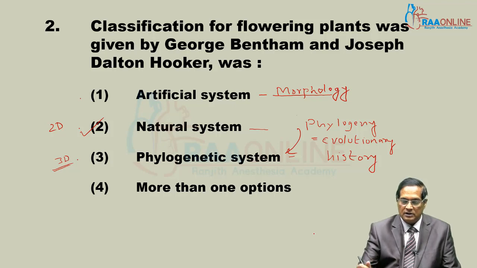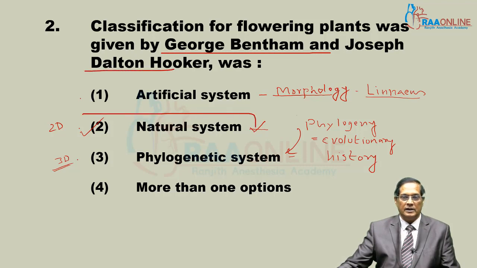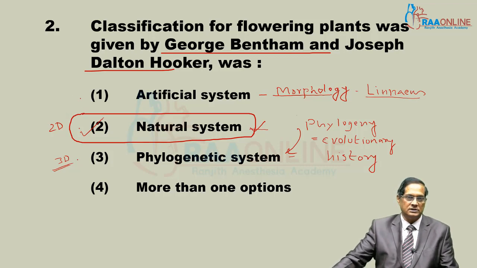For the artificial classification system, the renowned person is Linnaeus. Classification of Linnaeus is kept under artificial. For the natural system of classification, the known persons are George Bentham and Joseph Dalton Hooker. Their classification system is kept under the natural system of classification.